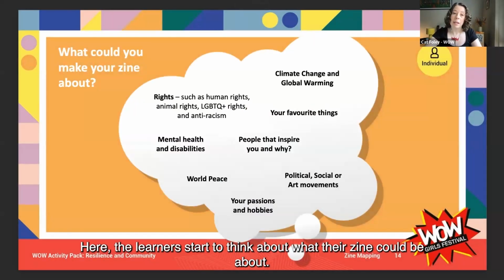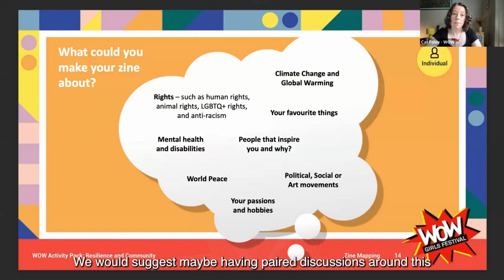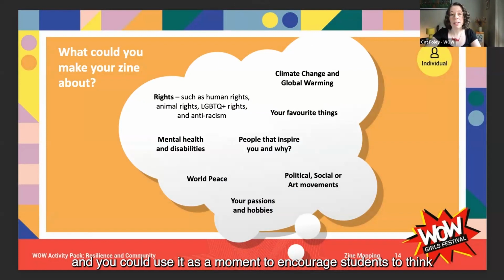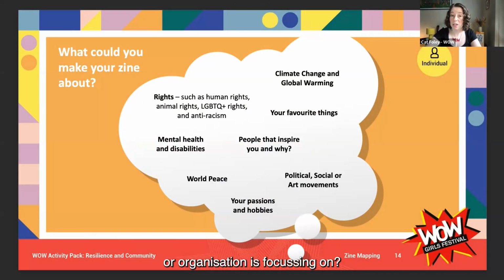Here, the learners start to think about what their zine could be about. We'd suggest maybe having paired discussions around this, and you could use it as a moment to encourage students to think about their passions, the things they care the most about, or think about linking into bigger campaigns which your school or organisation is focusing on.